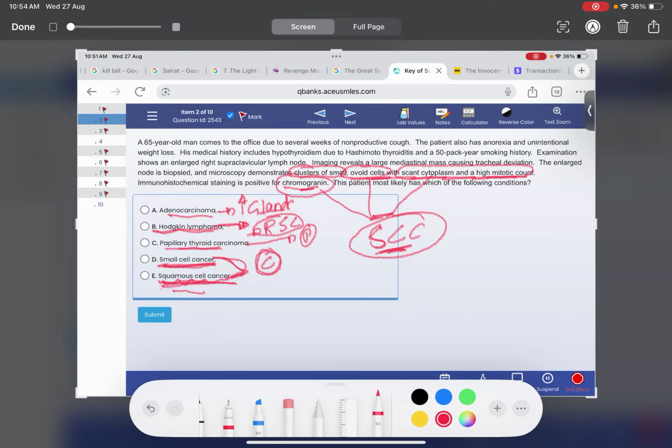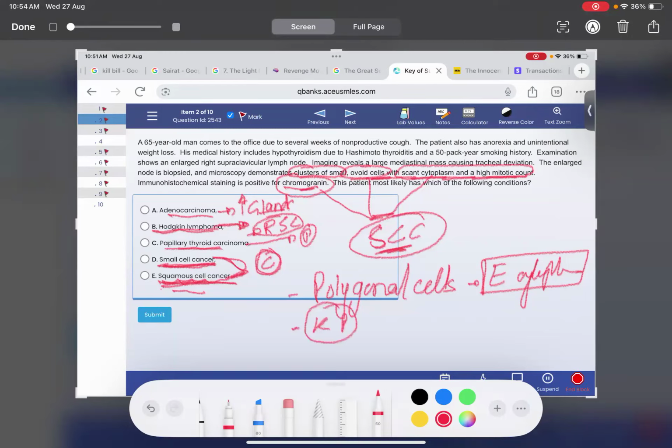Okay, so they will be having polygonal cells with eosinophilic cytoplasm. A well differentiated squamous cell carcinoma shows keratin pearls, and second, you will have intercellular bridges on light microscopy. Intercellular bridges on light microscopy.